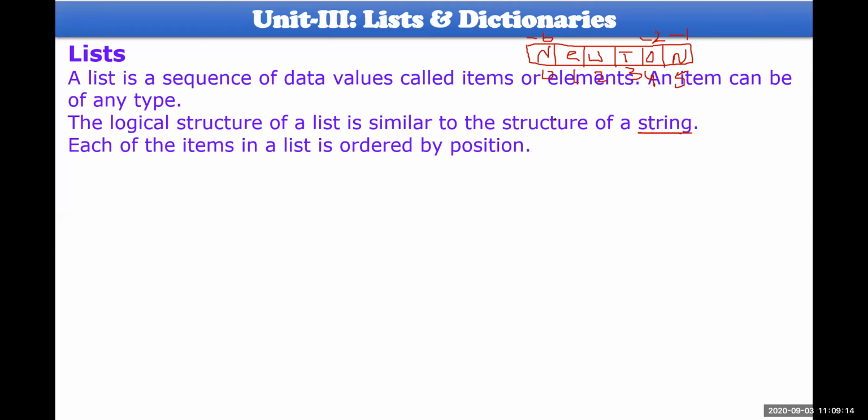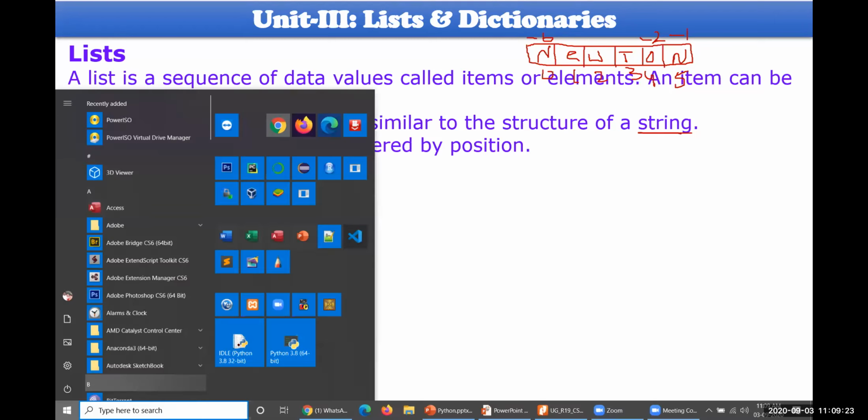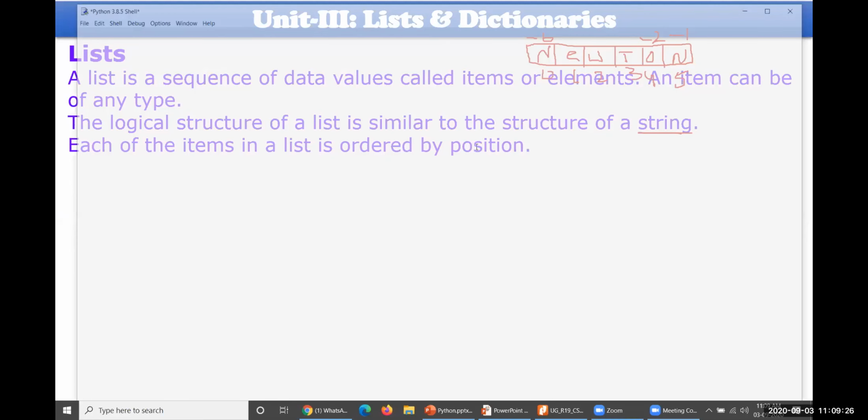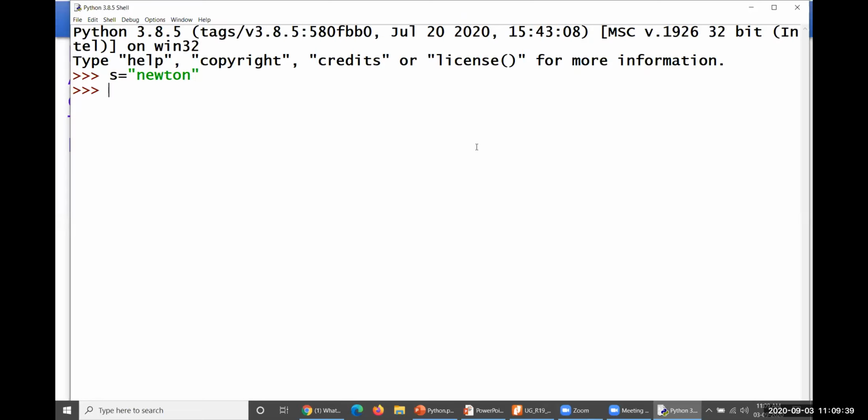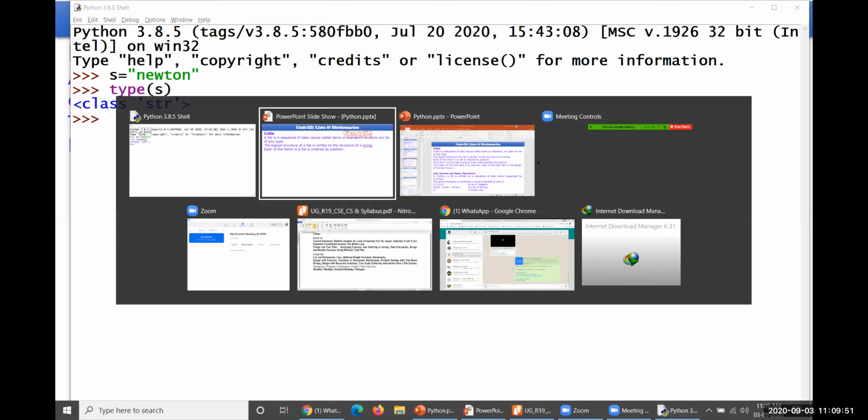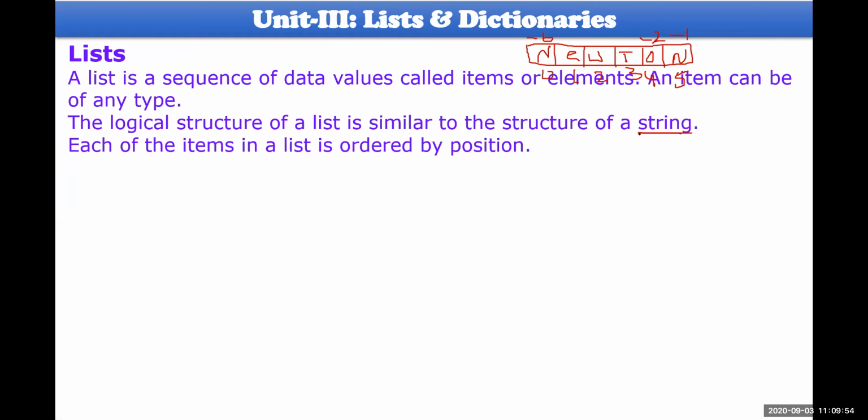In the similar fashion, a list will also be the same. There is no difference in terms of list. As far as a string, let me open the IDLE. S is equal to N-E-W-T-O-N, let me save this value. Here it is seen as a single string, and the type of S is string. If you do the same with a list, it could be organized in another way, but the structure will be like a string. That is what you need to consider here.